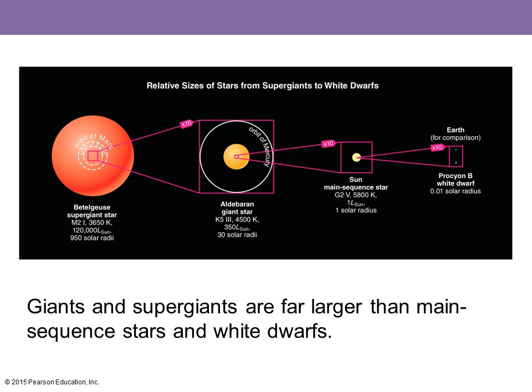So giants and supergiants are far larger than main sequence stars and white dwarfs, and as you can see, Betelgeuse is a good example of a supergiant. Compared to Earth or a white dwarf, they are much, much smaller. So we're going from left to right here. We're kind of decreasing the size by 10 times.